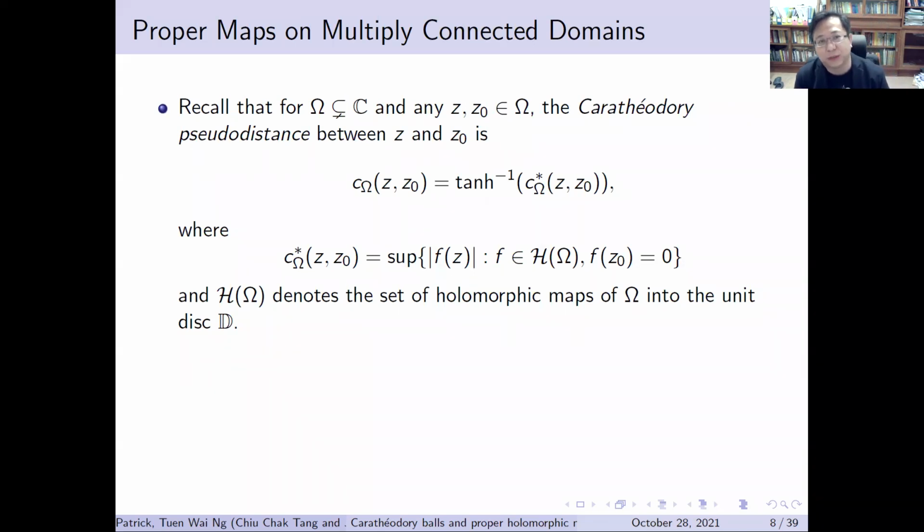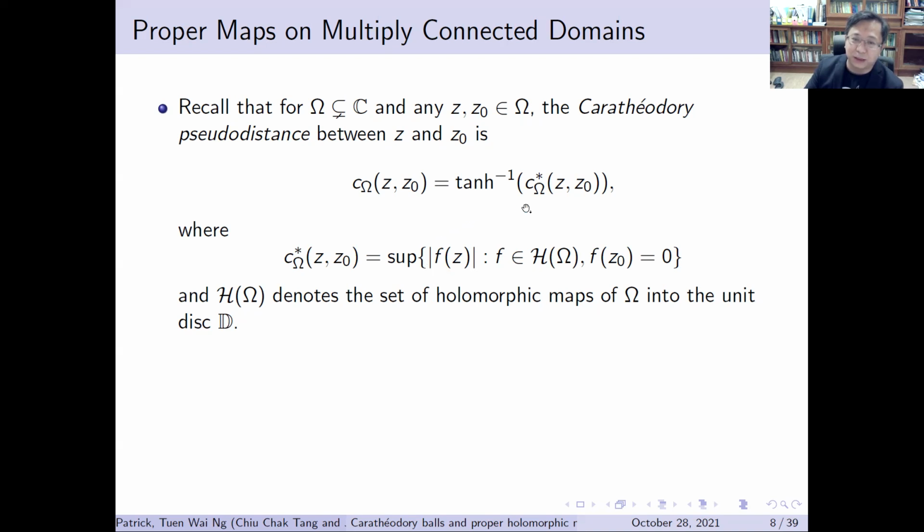Now I'm going to move to the second part of the title of this talk, which is about the proper map on a multi-connected domain. And here is the explanation why this Carathéodory metric has something to do with a proper map. Let me restate the definition for the metric, and I'm going to look at this Möbius distance instead of the original distance here. So again, we need to basically look at this optimization problem.